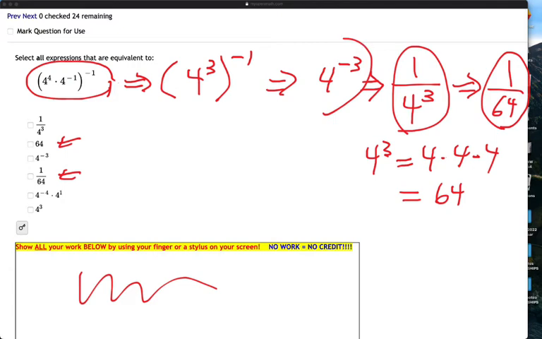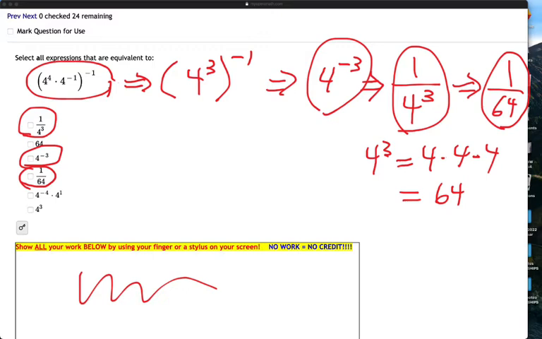So I'm circling all of these because when I look over there at the possible answers to choose from, I can see that some of those are there. So I can see this one right here is equivalent. I can see that 4 to the negative 3 is equivalent. I can see that 1 over 64 is equivalent. Clearly 64 is not, and 4 to the 3rd is not.